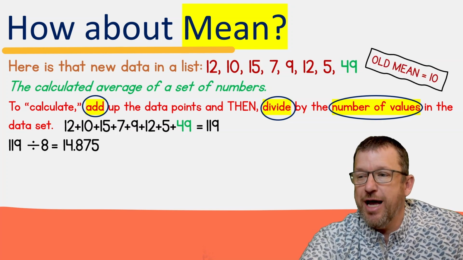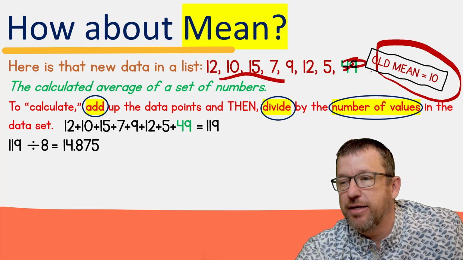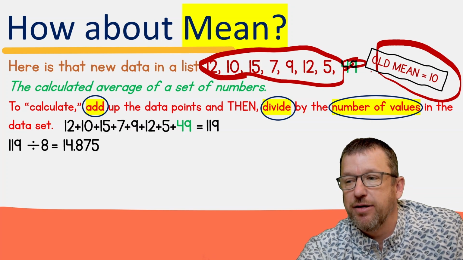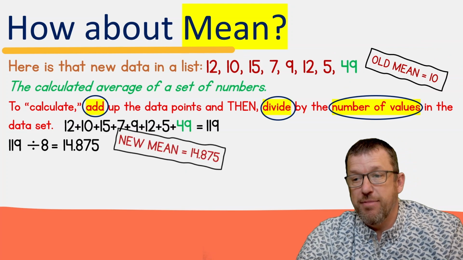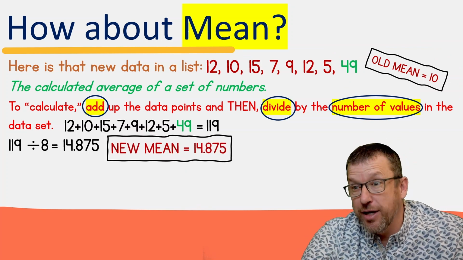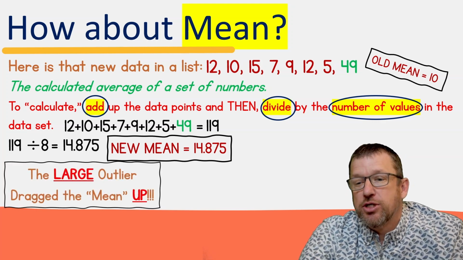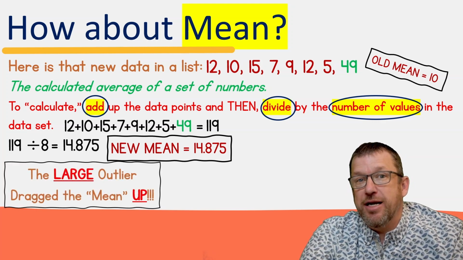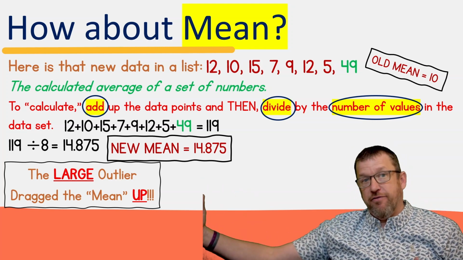Before we added that outlier, our mean was 10. We added these up and divided by 7. Now when we add this outlier in, our mean jumped all the way to 14.875. It jumped up by almost 5 full points. So yeah, the outlier dragged the mean up, and it dragged it up a lot. Depending on how big that outlier is, that's how far it'll drag it up.